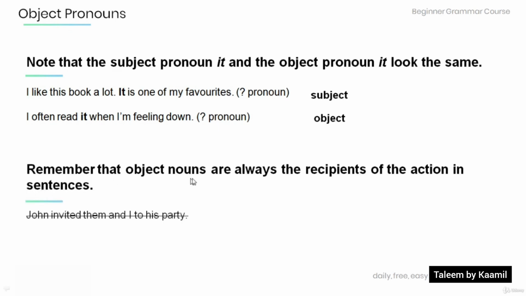Remember that object nouns are always the recipients of the action in sentences. Try to correct the following sentence. John invited them and I to his party. John invited them and me to his party.